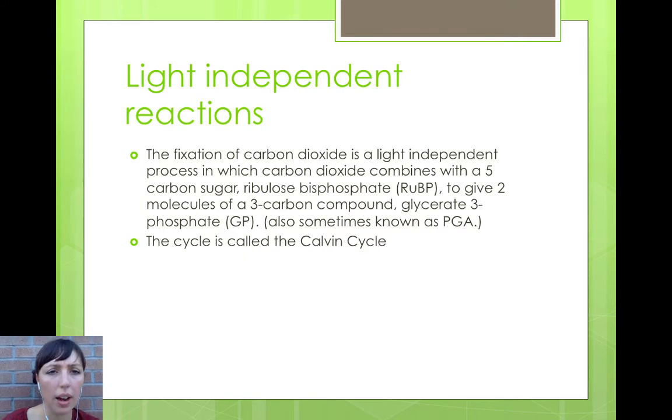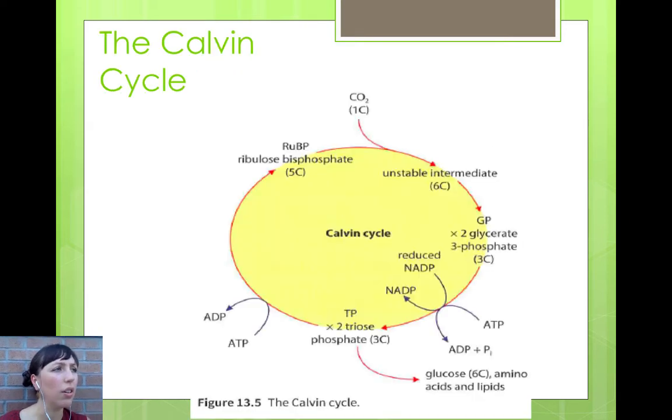Okay, so now we can start on light-independent reactions. The fixation of carbon dioxide is a light-independent process in which carbon dioxide combines with a 5-carbon sugar to give 2 molecules of a 3-carbon compound, also called glycerate-3-phosphate or sometimes PGA, and this cycle is otherwise known as the Calvin cycle.